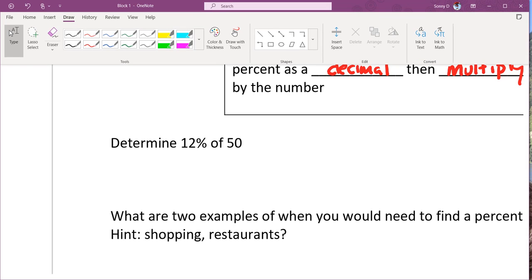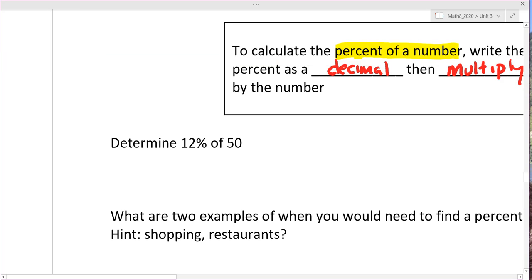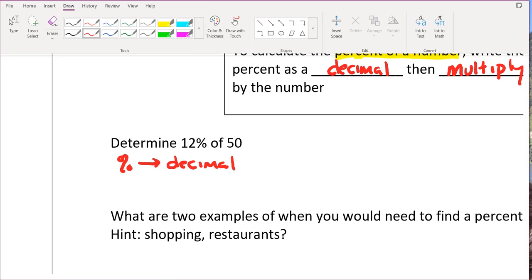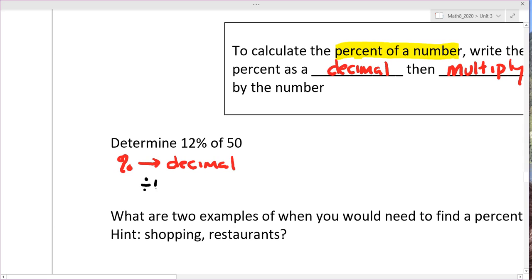So first step is to convert our percentage into a decimal, right? So a percent to a decimal. You guys remember how to do that? How do we do it? You divide by 100. So we go 12 divided by 100, 0.12. Or you can just move the decimal 2 spots over to the left. Okay? So that's step 1.